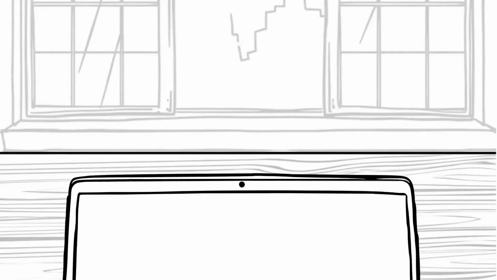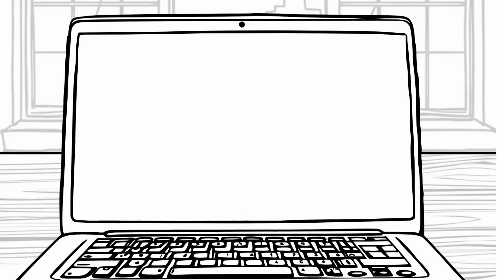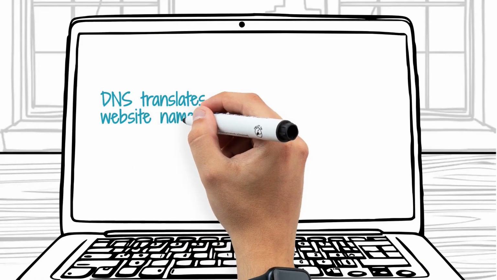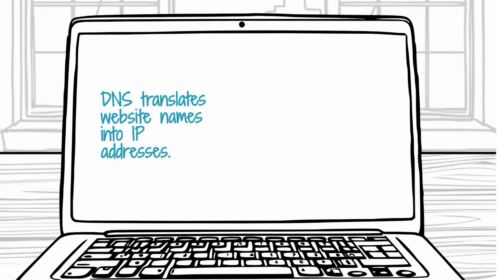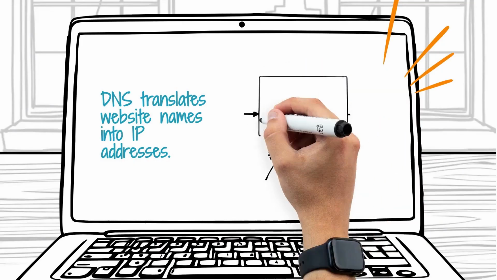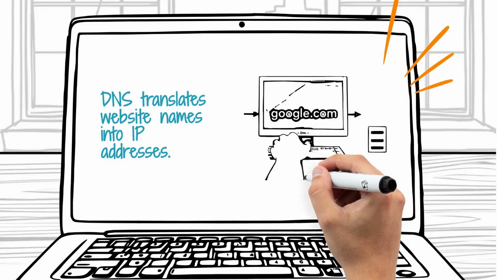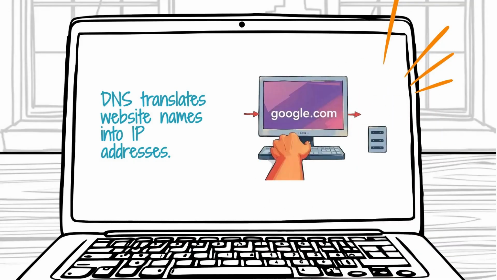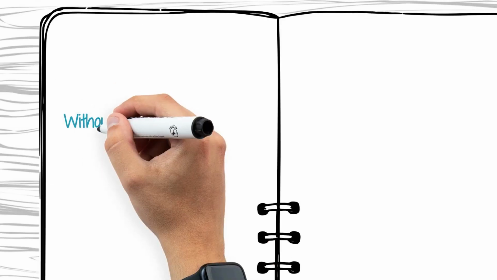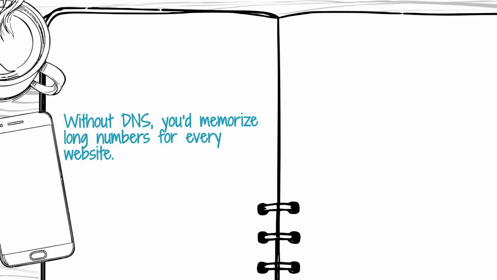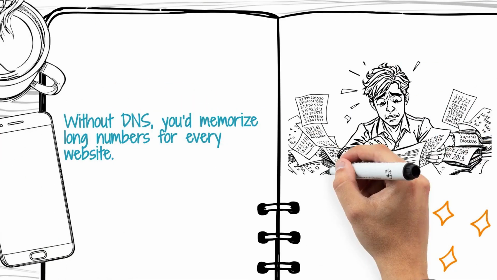DNS, Domain Name System. The Domain Name System acts like the internet's phone book. Humans remember website names like google.com, but computers communicate using IP addresses. DNS translates those easy-to-remember domain names into numerical IP addresses so your browser knows where to connect. Without DNS, you'd have to memorize long strings of numbers for every website you wanted to visit.